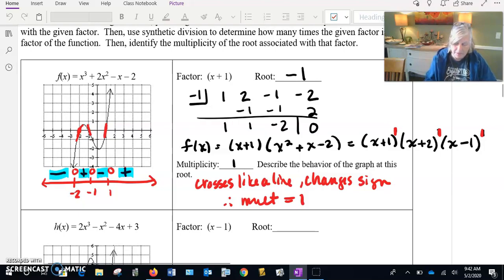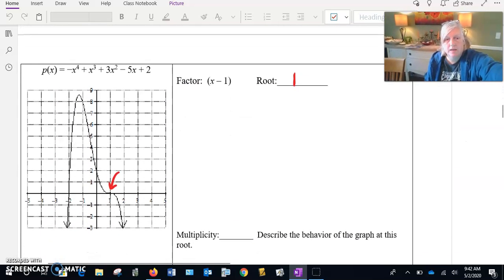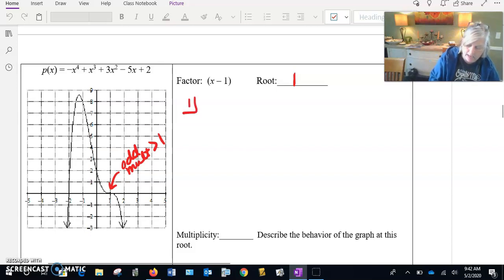And I will tell you that in p of x, when you're doing your factor of 1, because we've already talked about this, sorry, let me scroll down here for that one. So this obviously does not cross like a line, it crosses like a cubic. So we know that this has odd multiplicity greater than 1. So when you do your synthetic division, make sure down here that you divide that 1 in more than one time.